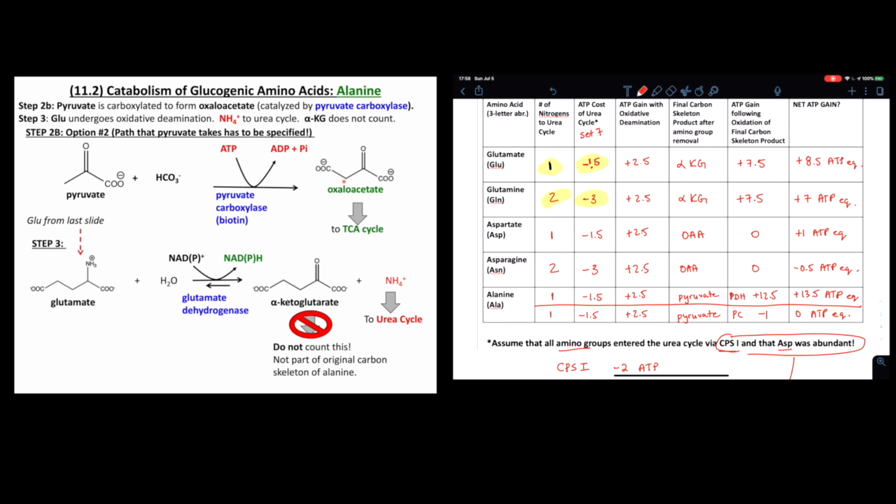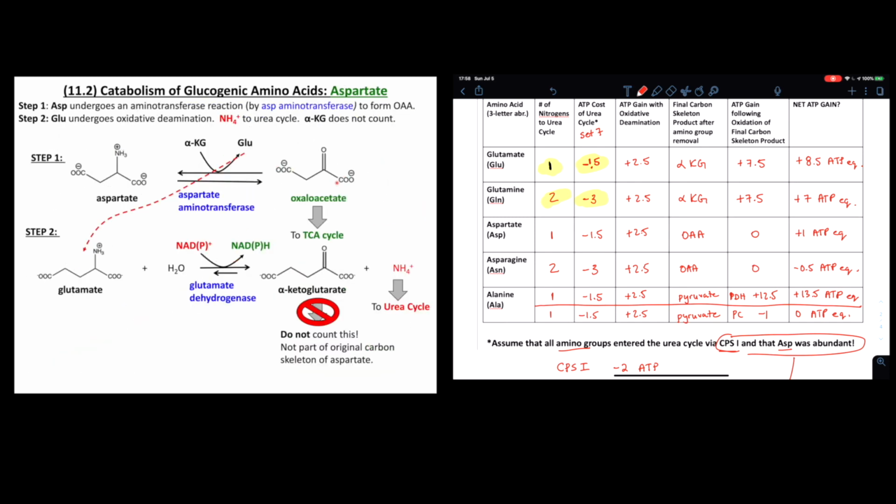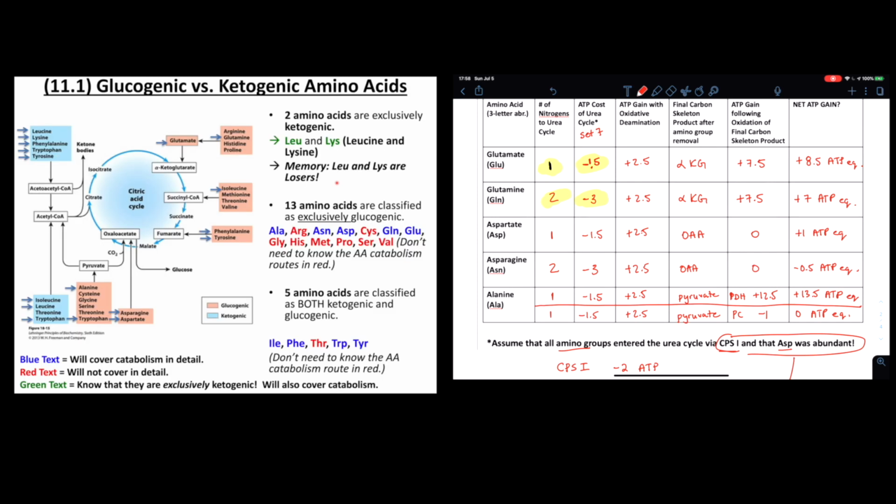Going back to our slide about the glucogenic amino acids you're supposed to know, this includes alanine, asparagine, aspartate, glutamine, and glutamate. We now know these parts of the diagram. Alanine gets converted into pyruvate, but this pyruvate can go directly into acetyl-CoA through PDH, or it can go to oxaloacetate by pyruvate carboxylase. We went over those two routes.